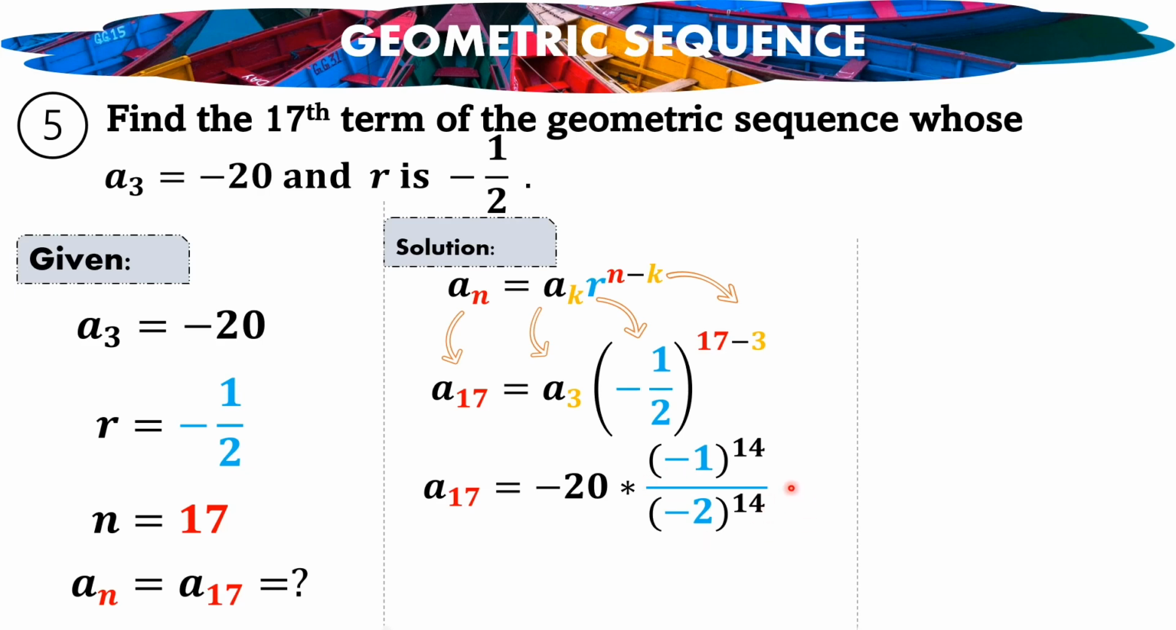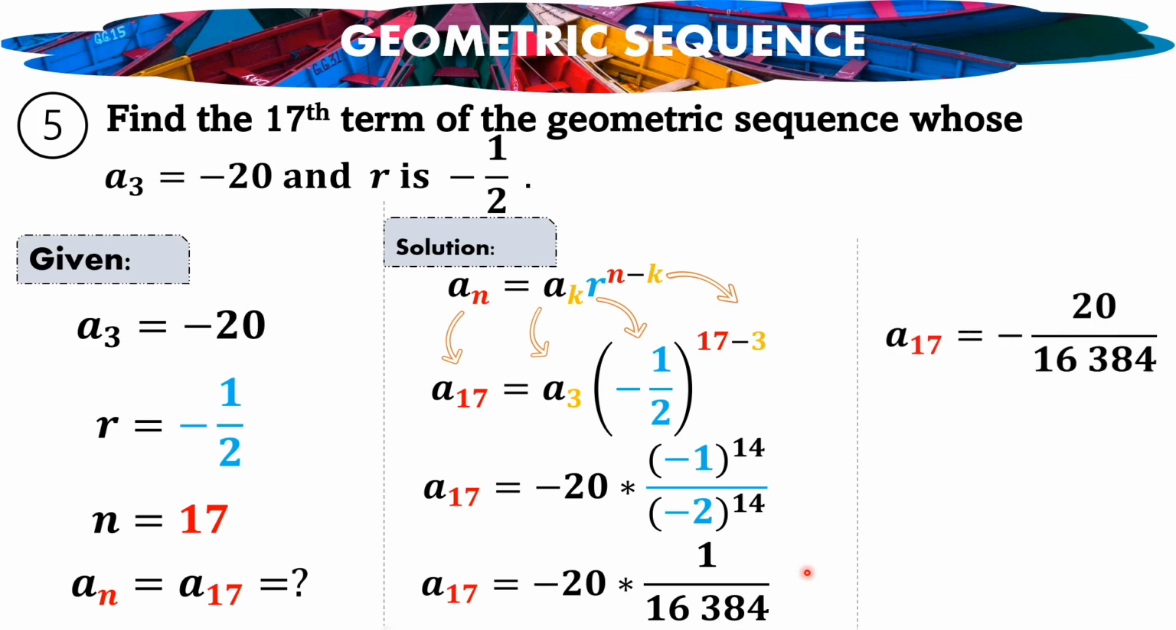Recall the law of exponents. A sub 17 equals negative 20 times 1 over 16,384. A sub 17 equals negative 20 over 16,384. In its lowest terms, it is negative 5 over 4,096.